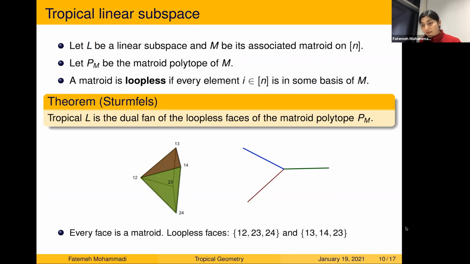I see there is a question. No? Is there any question, or are we good? Okay, so that was a nice characterization for these linear spaces and their tropicalization, the pre-variety of the tropicalization.